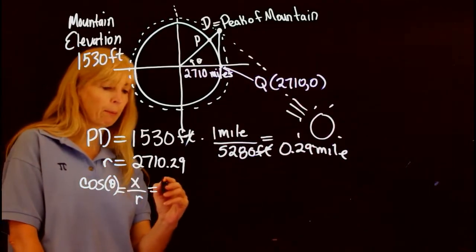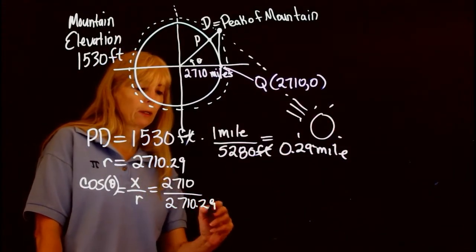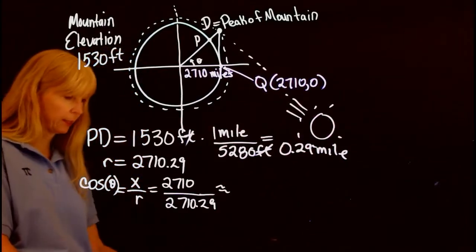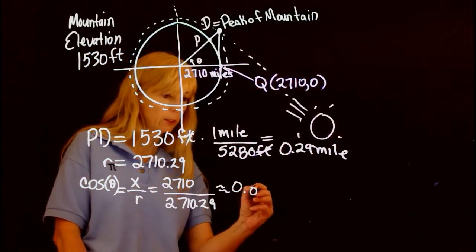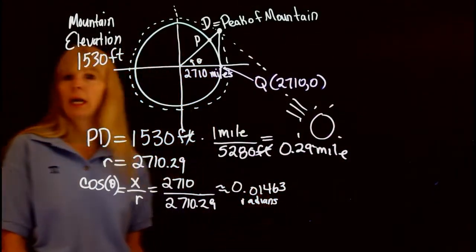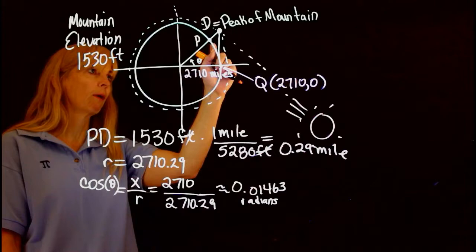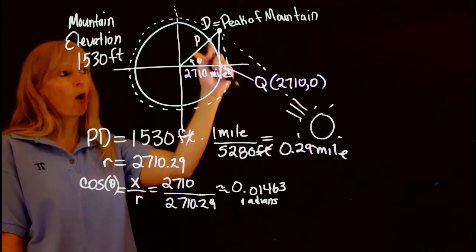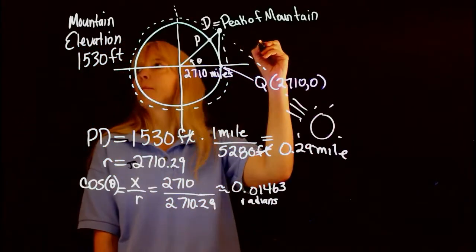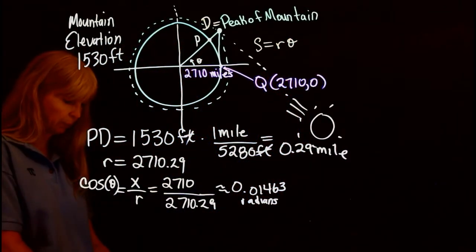So here I just simply plug in everything I have, my X value, and the R value I just found, and that will give me my angle, in this case in radians, 0.01463, and that's my actual angle that I care about. Well, from here, this is moving, right? So I'm going to know what this arc is, the length of the arc. Remember that, S equals R theta.